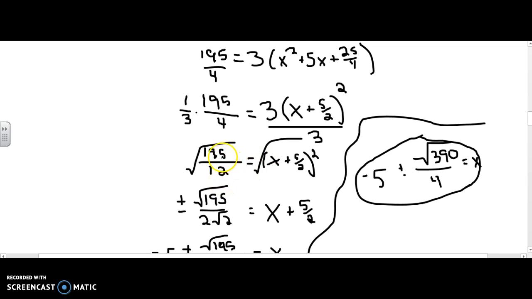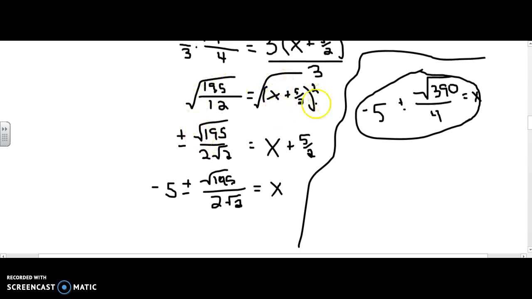I then went ahead and square rooted both sides, to get this by itself. Remember my plus or minus out front. And I rationalized to get my final answer of -5 plus or minus the square root of 390/4.